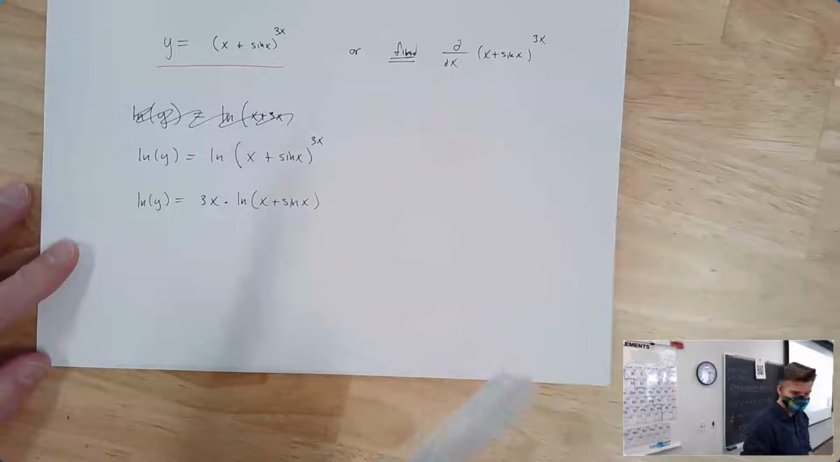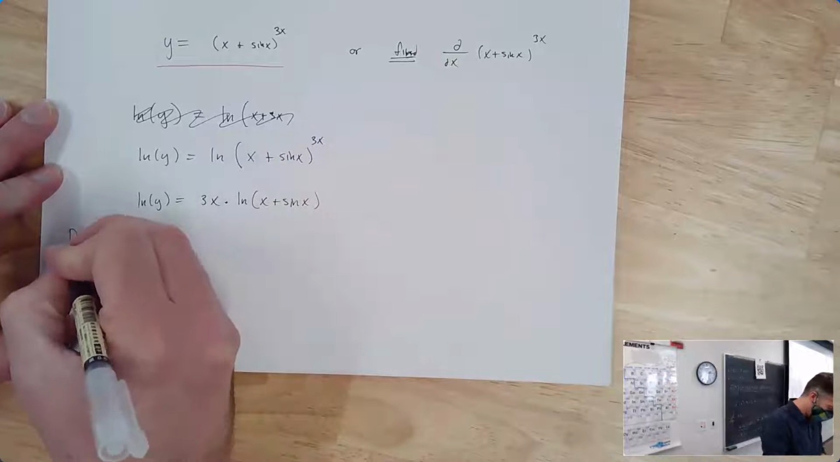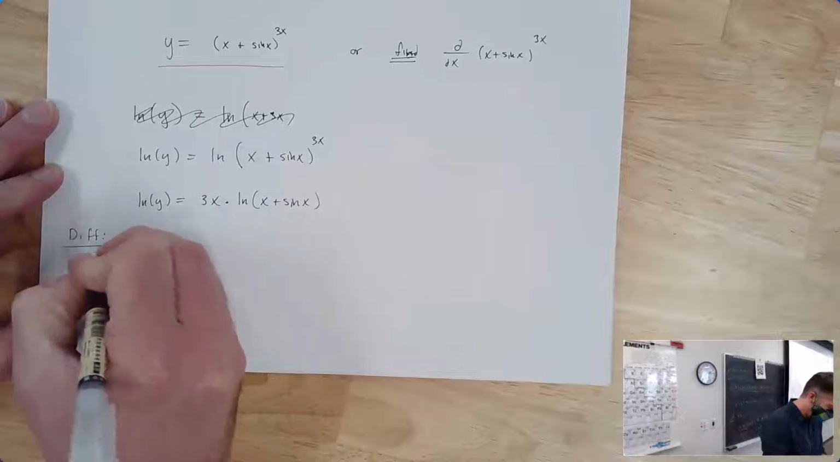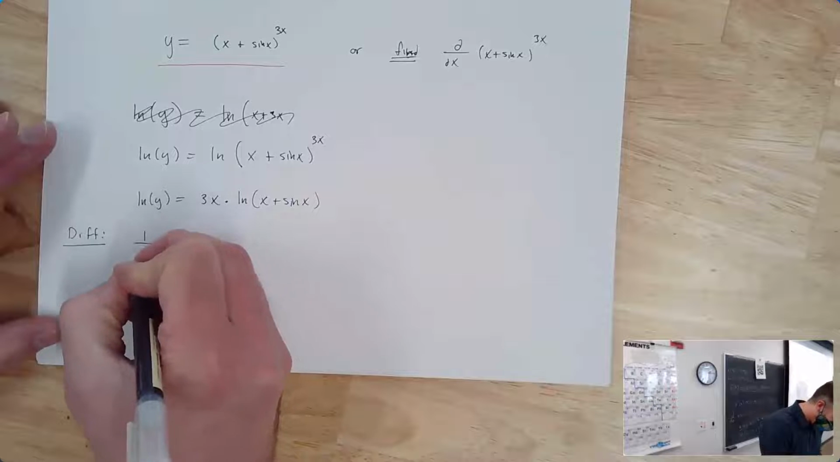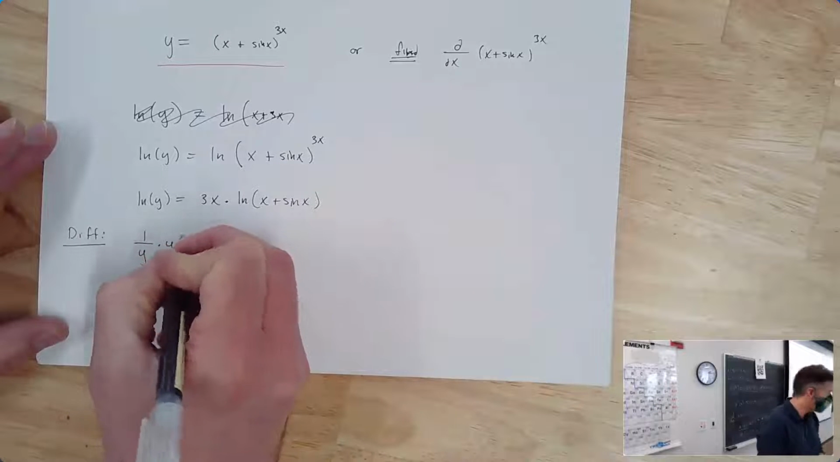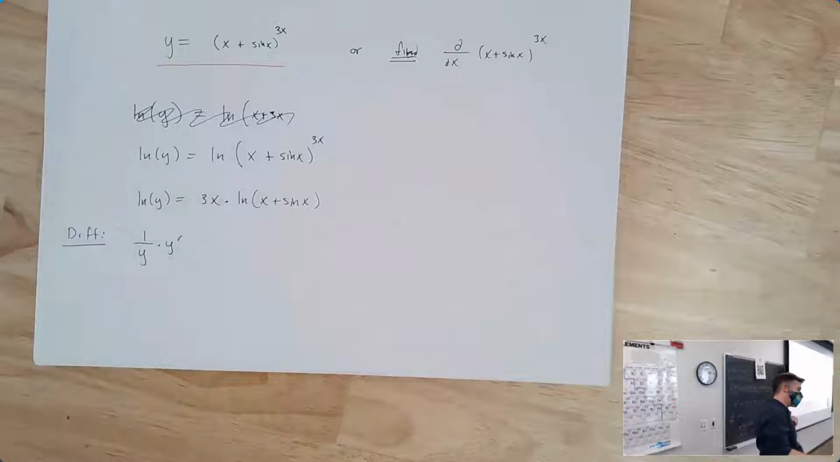So, where was I? I was doing the problem. So then we're going to differentiate both sides. The derivative of the natural log of y is always going to be 1 over y times y prime. Or as I like to say, the derivative of the natural log of some stuff is 1 over the stuff times the derivative of the stuff.